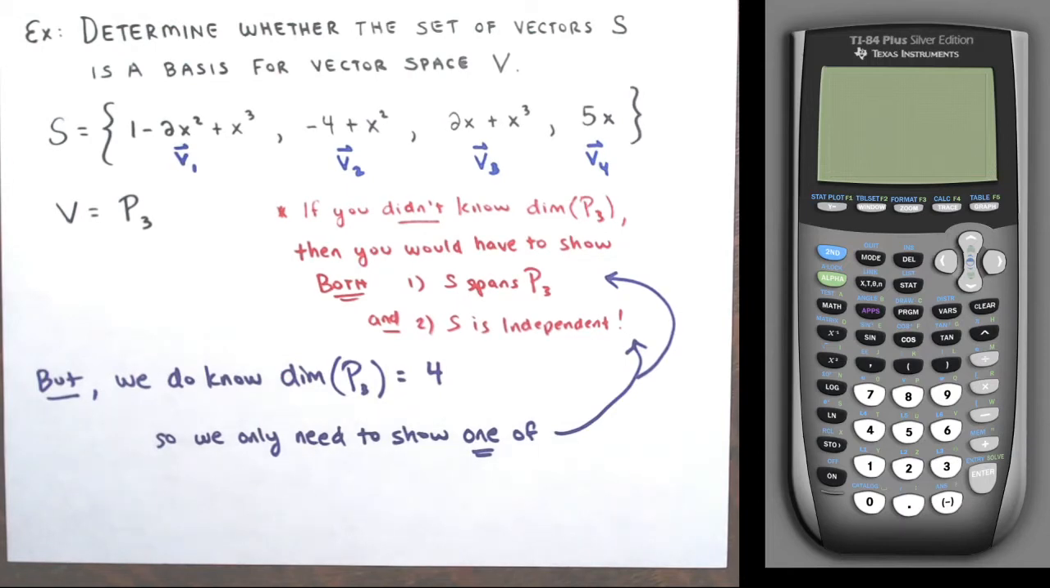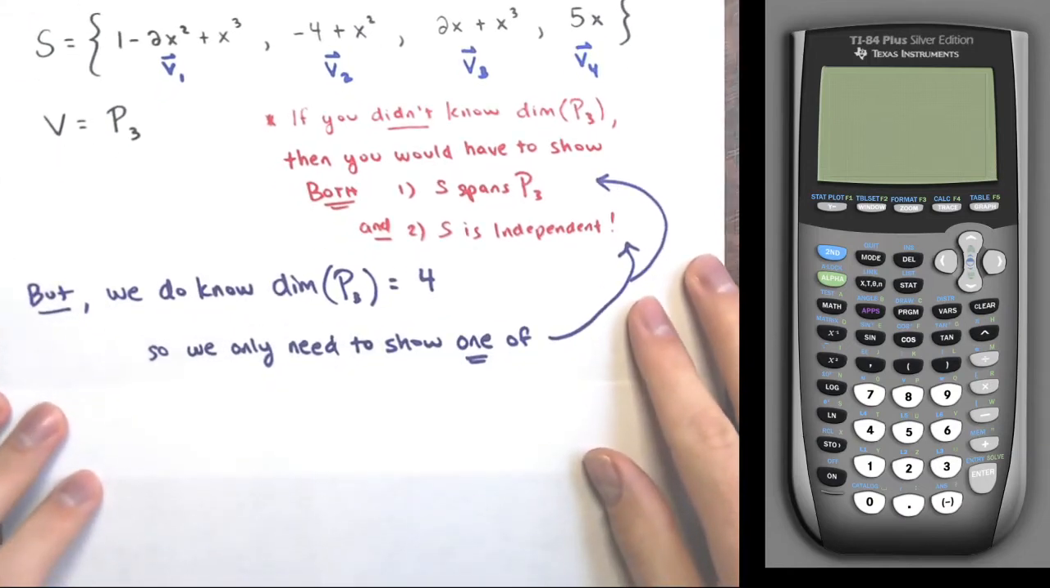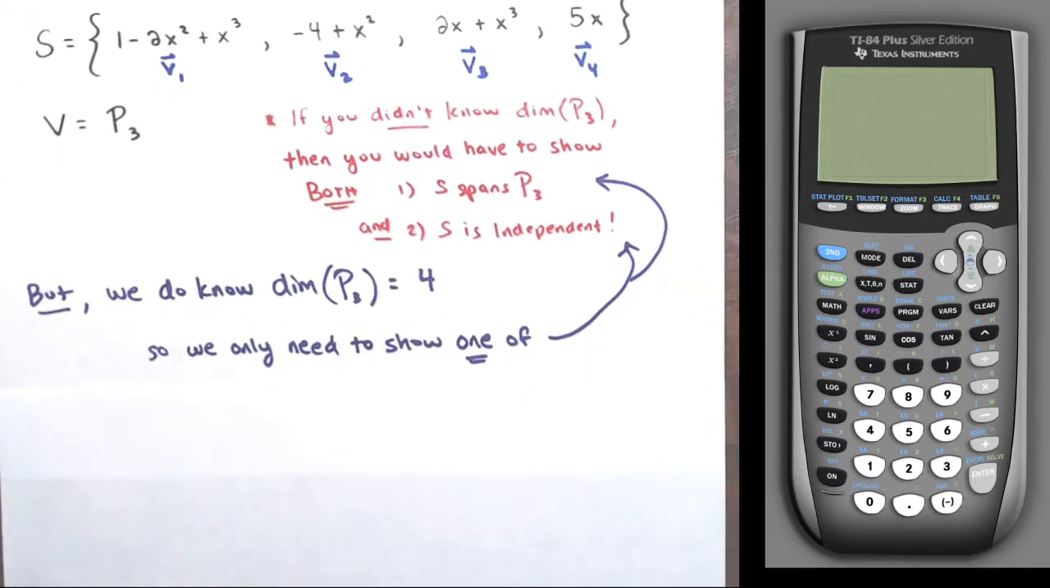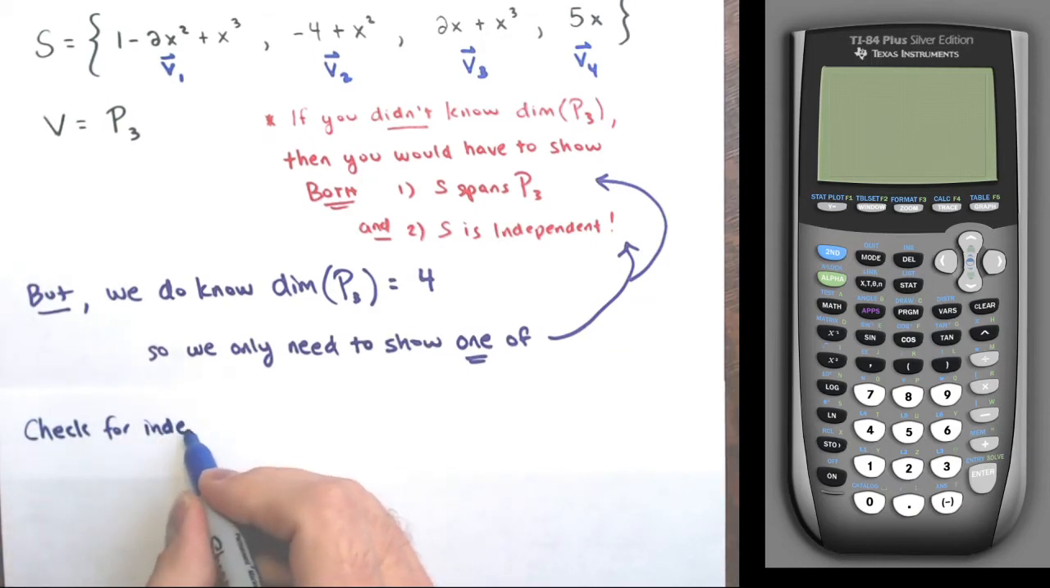All right. So what again? Like I said earlier, of the two, and they're very, very similar, checking whether the set spans the vector space or whether it's independent, I personally am just going to check for independence. All right. Check for independence.